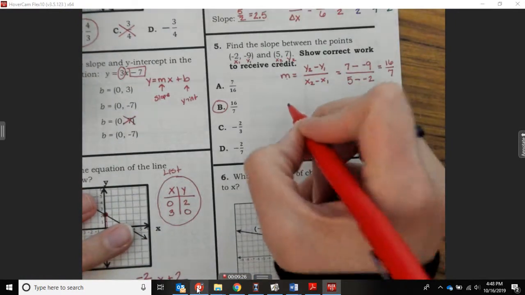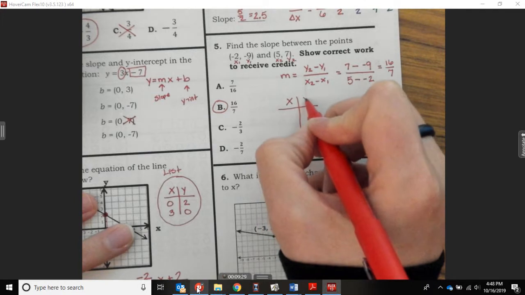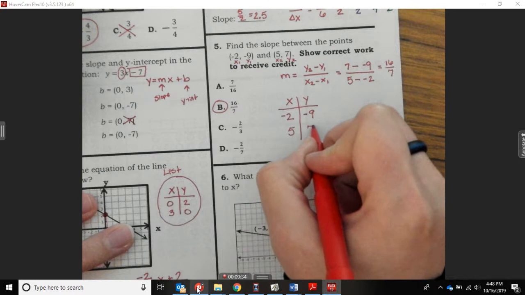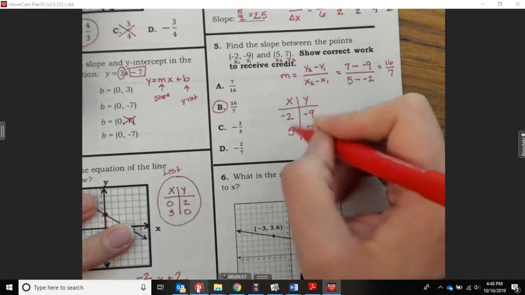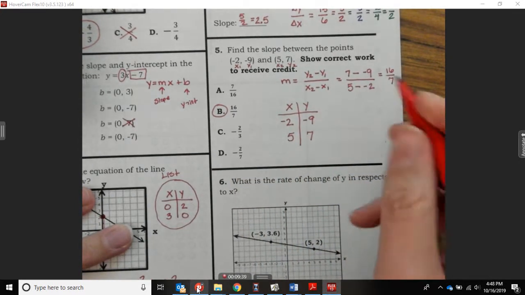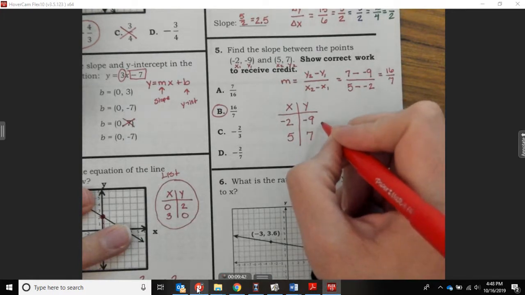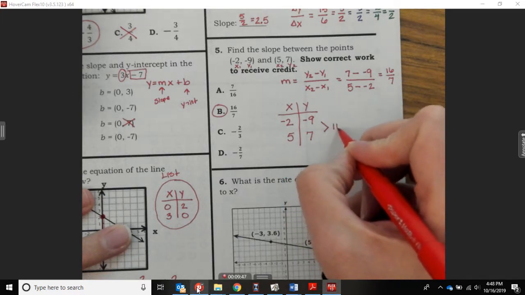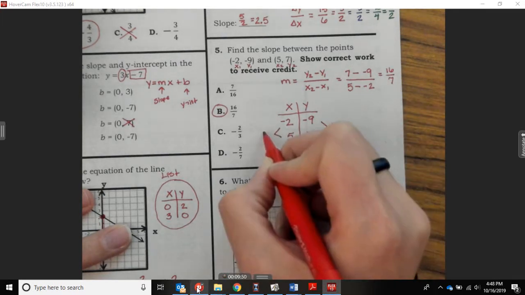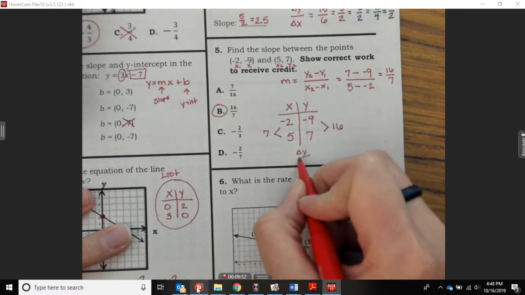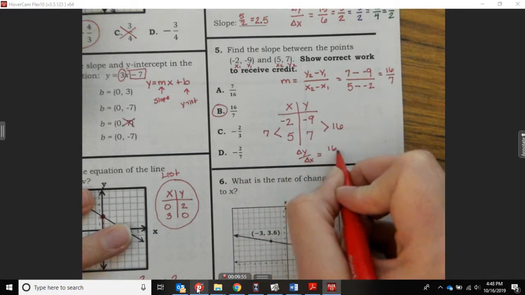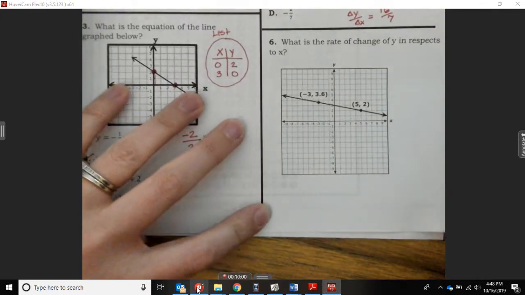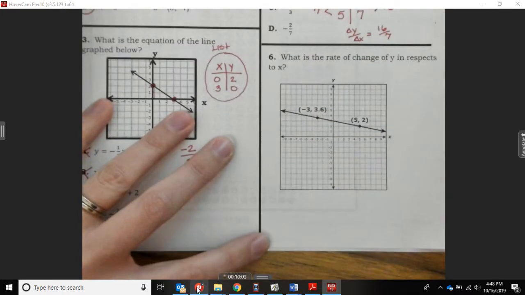The other option is you could have turned this into a table. X, Y, -2, -9, 5, and 7. You could have typed that into a list in spreadsheet and found your answer. Or you could figure out what's happening, right? The change in y. From -9 to 7, I'm adding 16. From -2 to 5, I'm adding 7, and my slope is change in y over change in x, which is 16 over 7.